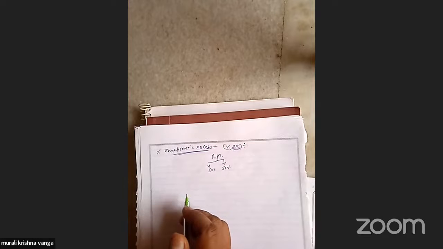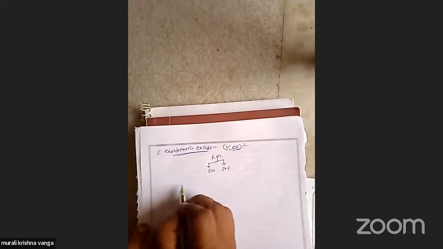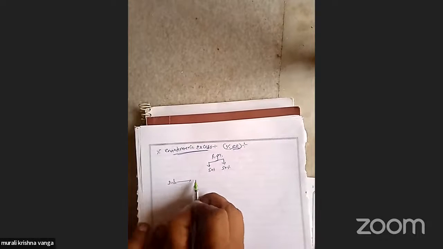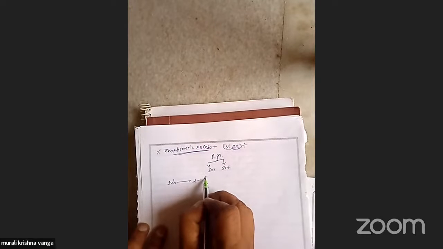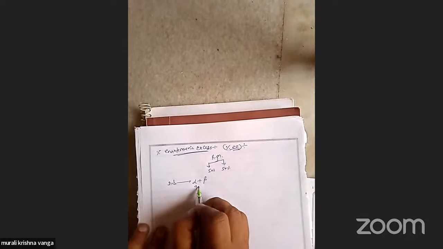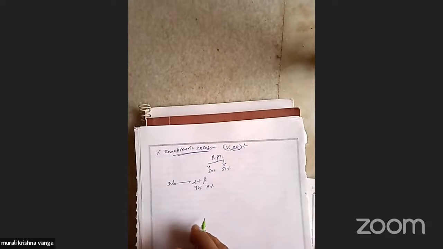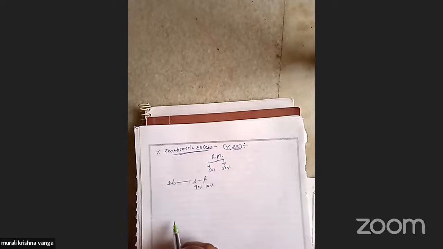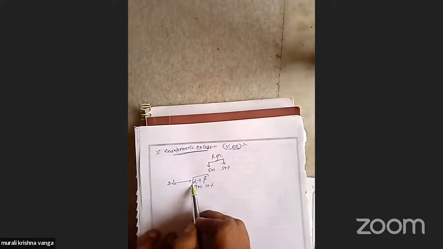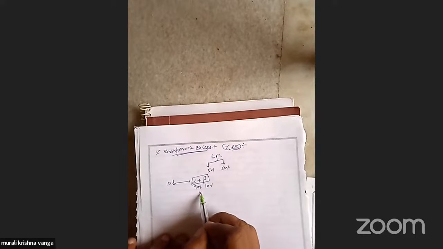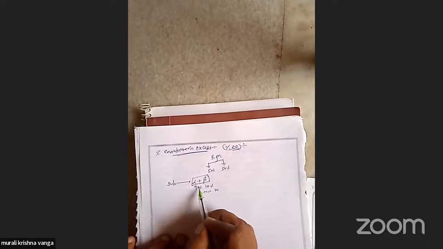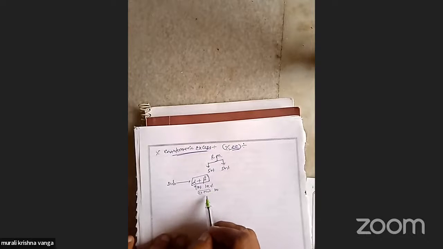First, I am telling you one example. When a substrate undergoes reaction, it gives alpha plus beta. Alpha is 90% and beta is 10%. Racemic mixture means 50-50, so you have 10 plus 10, 20. So here 90 minus 10, that is 80, is the enantiomeric excess.